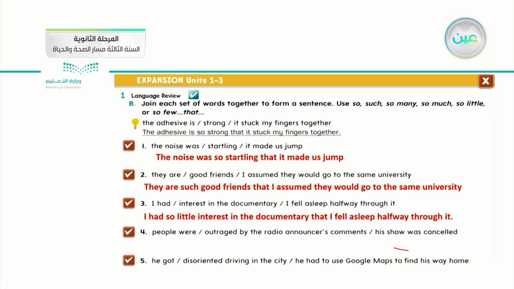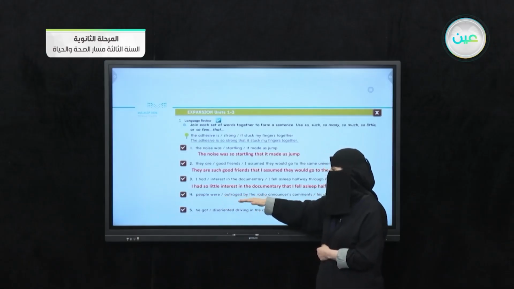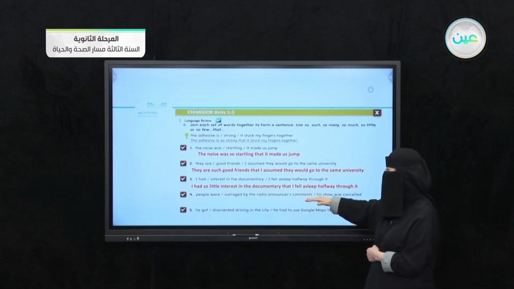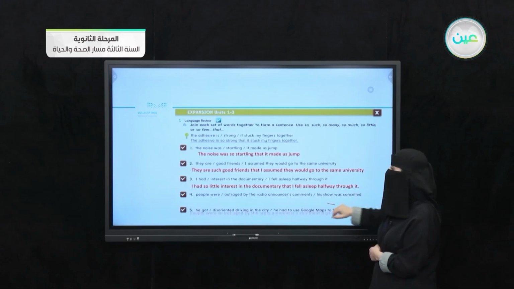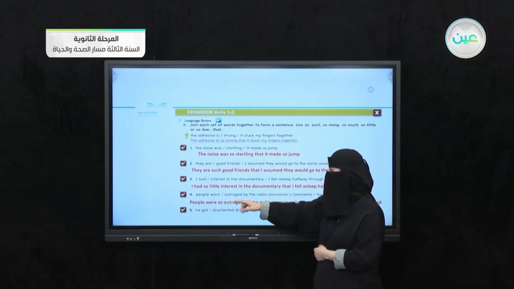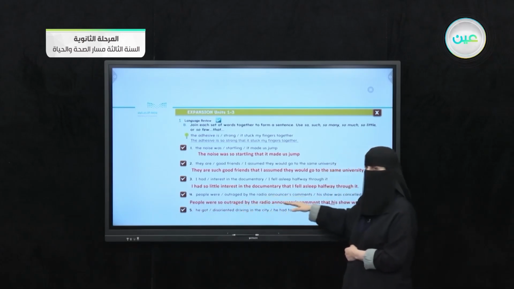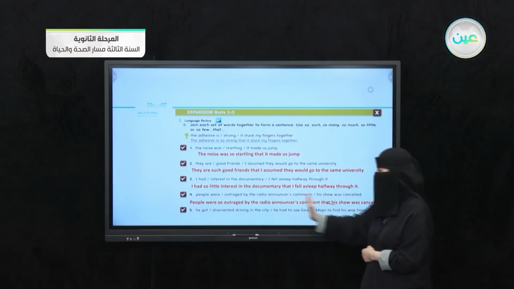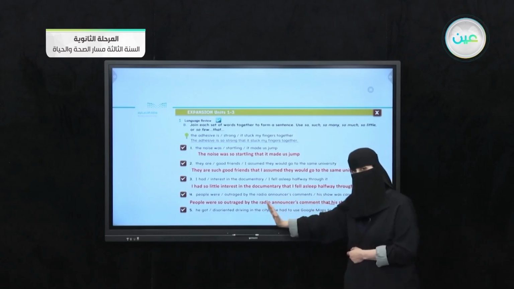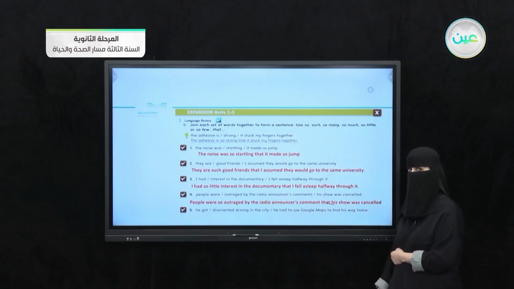Number four: people were outraged by the radio announcer's comments. His show was cancelled. So what is the cause of this sentence? People were outraged by the radio announcer's comments. This is the cause. And what is the effect of it? His show was cancelled. So the answer is: people were so outraged by the radio announcer's comments that his show was cancelled. The part before that is the cause, and after the conjunction that is the effect.